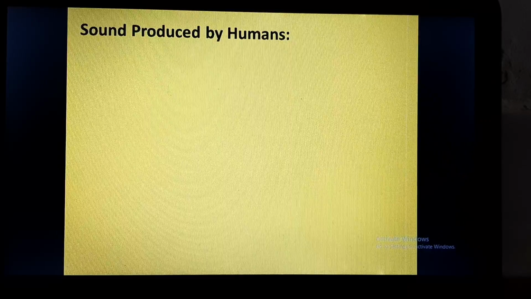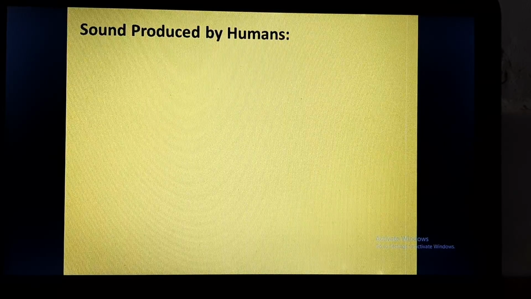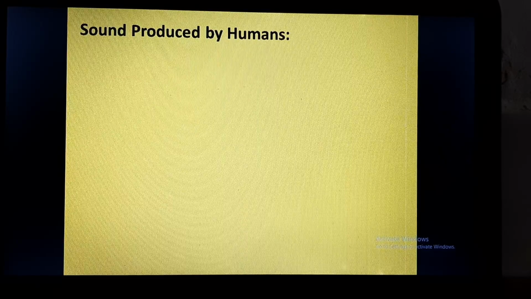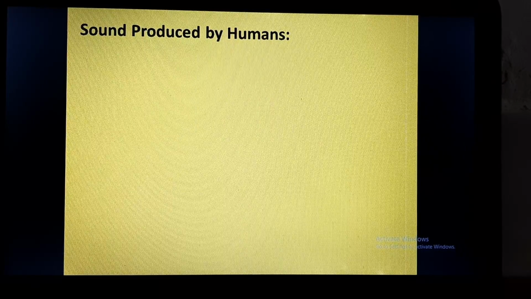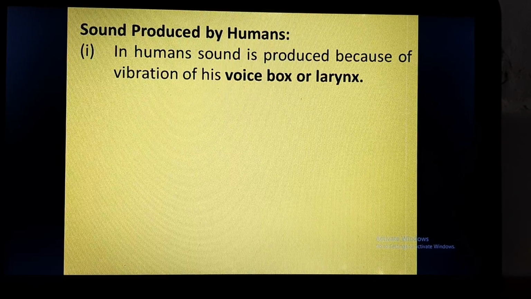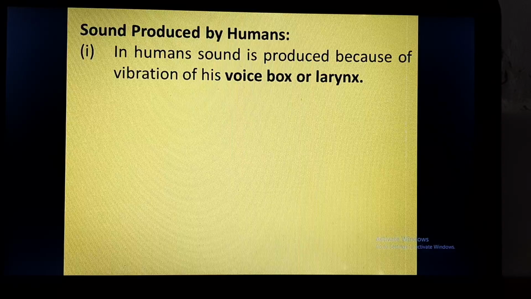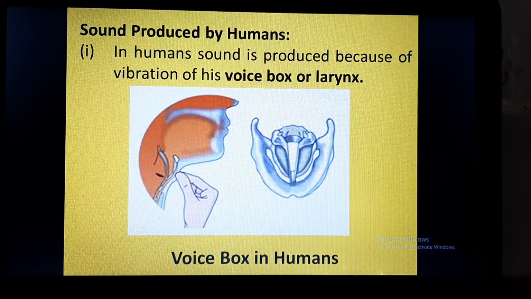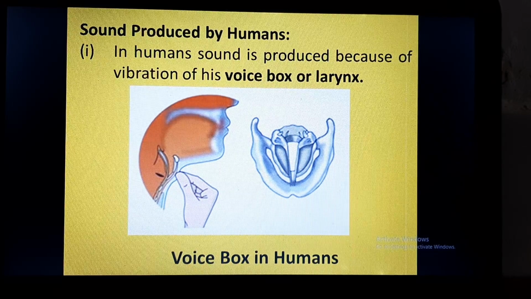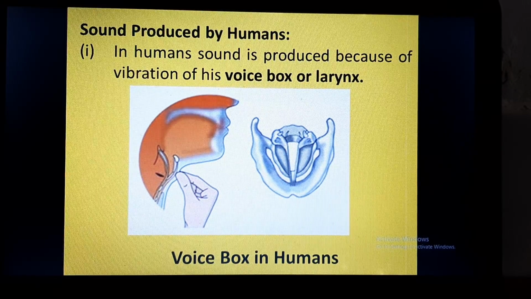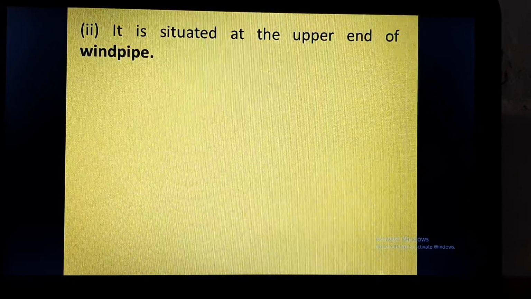Now, that is about the instruments and how an instrument produces sound. Now the question arises, if the sound is produced by vibration, how do humans produce sound? So humans produce sound with the voice box or larynx. This voice box or larynx, as we have studied in another chapter, Reaching the Age of Adolescence, is located in the upper end of the windpipe which is at the throat. So this is the voice box and this is also called larynx.